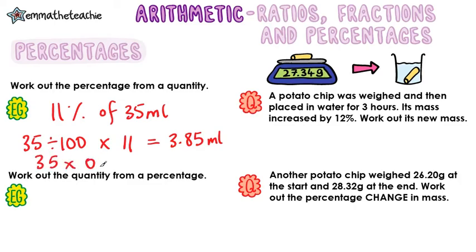If you're confident with decimals and percentages represented by decimals, you could also have done this as simply 35 times 0.11. That's just turning 11% into its decimal form. And again, that gives you the exact same answer. So whichever way you're confident with.